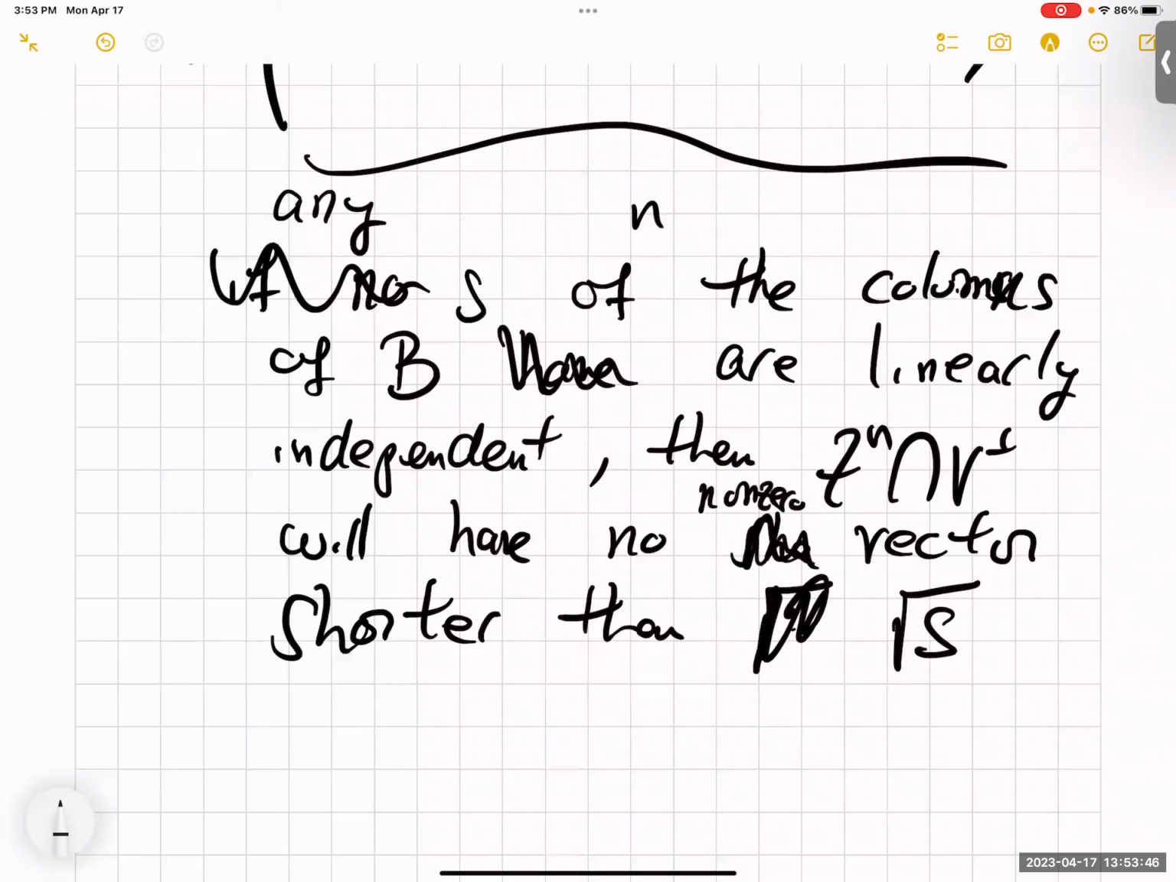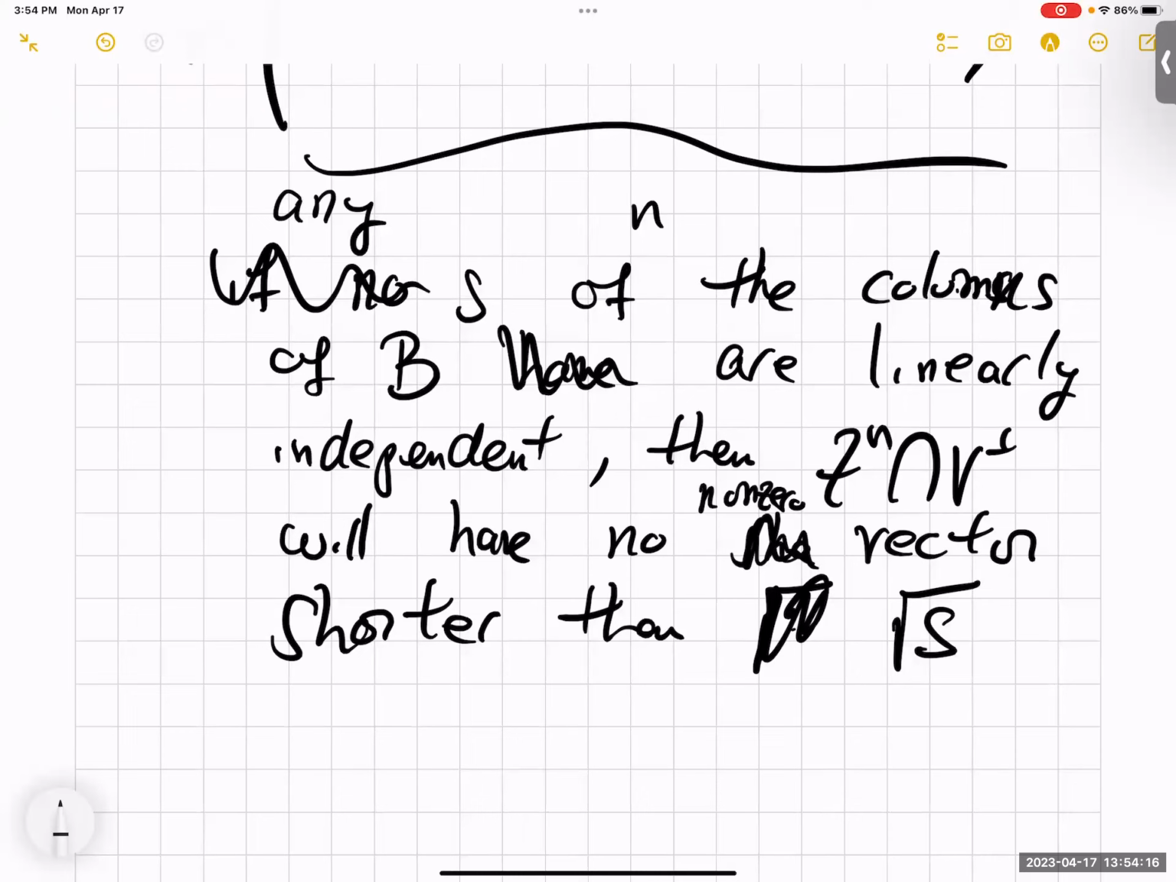And that's just because, again by linear algebra, every non-zero vector in this intersection must have at least S non-zero entries, but they're integers. So the length of any non-zero vector, which has at least S non-zero entries, all of them integers, is at least root S. So its Euclidean length is at least root S.